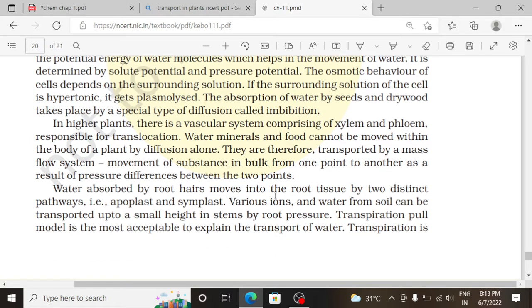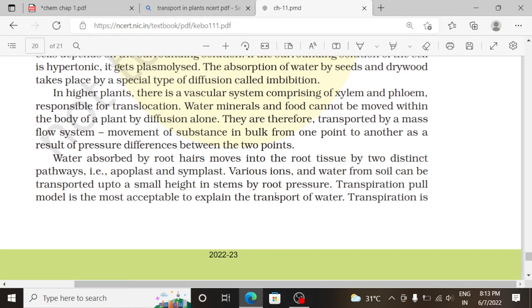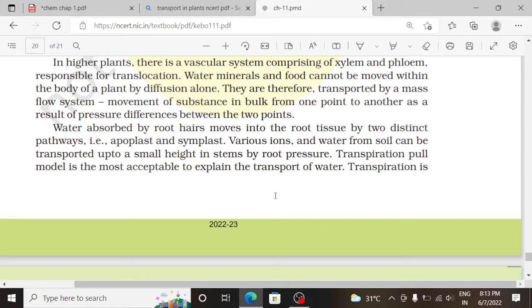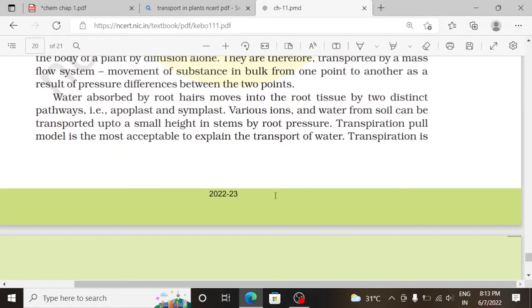In higher plants, there is a vascular system comprising xylem and phloem responsible for translocation. Water, minerals and food cannot be moved within the body of the plant by diffusion alone. They are therefore transported by a mass flow system, the movement of substances in bulk from one point to another as a result of pressure differences between two points.